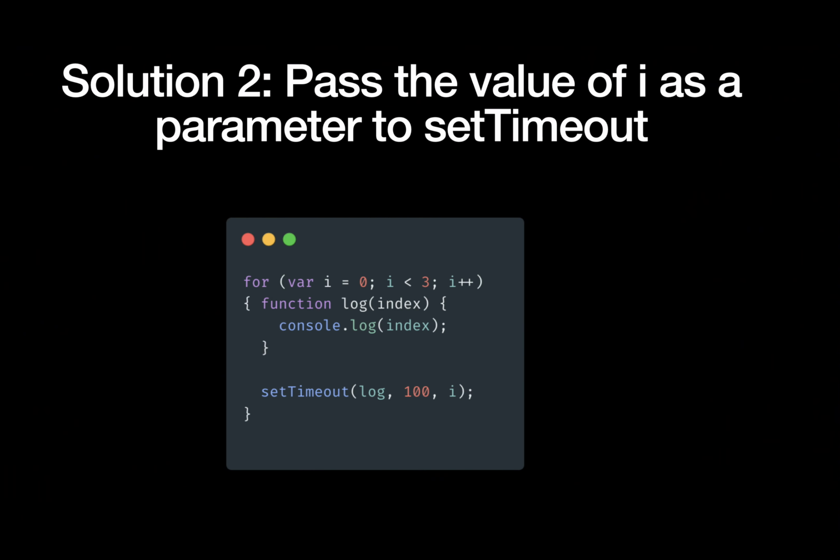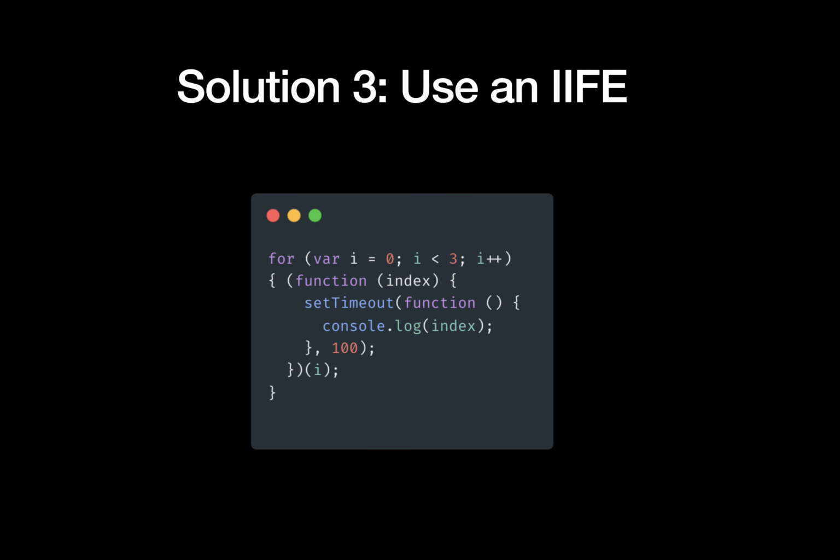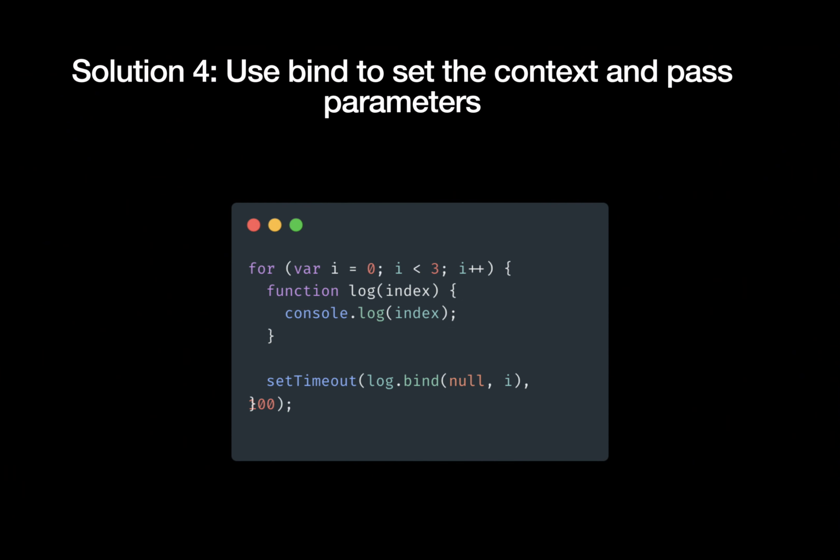The second solution is to pass the value of i as a parameter to setTimeout. By passing i as a parameter to the log function inside setTimeout, you are creating a separate copy of i for each invocation of log, preventing the closure issue. The third solution uses an IIFE, an immediately invoked function expression. An IIFE creates a new scope for each iteration of the loop, allowing you to capture the correct value of i inside the closure. And the fourth solution is to use bind to set the context and pass parameters.